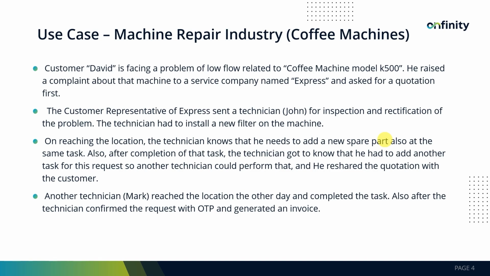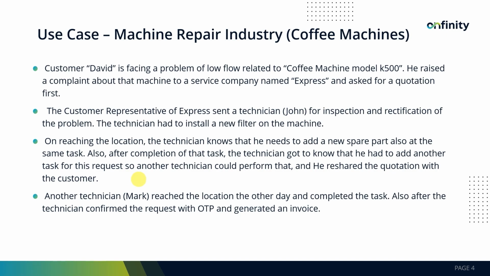After completion of the task, the technician notes that he has to add another task for the request, so that another technician could perform that task. Now what he did is he added another task to the same request that was raised by the customer. But that task he is not able to perform. Maybe he is not skilled enough to complete that task, so he might need a visit from a different technician. Once he raises the task to the same request, now the dispatcher who is scheduling the activities can dispatch another technician for this activity. Or the technician can also pick this task directly from the mobile application, which we will see in next videos. And then he reshares the quotation with the customer.